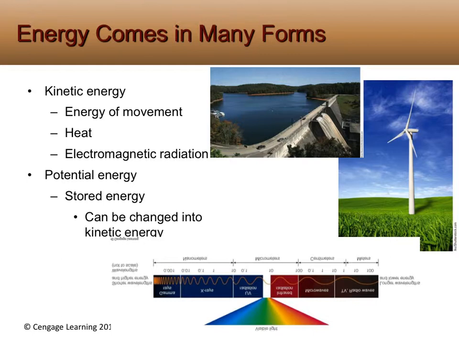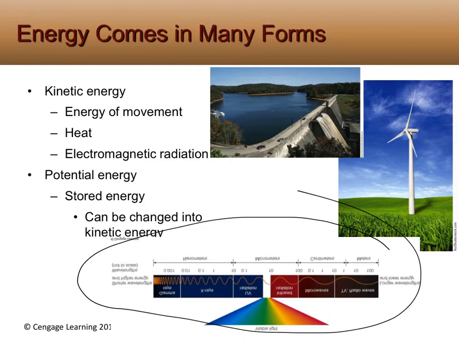Kinetic versus potential energy. Back to your days in physics or 8th grade or something when you learn this. Kinetic energy is the energy of movement. Heat is given off oftentimes as a result of this. We can also get electromagnetic radiation, which, of course, is given off in waves, and waves move. That's kinetic energy. It's actually upside down, which is really interesting.